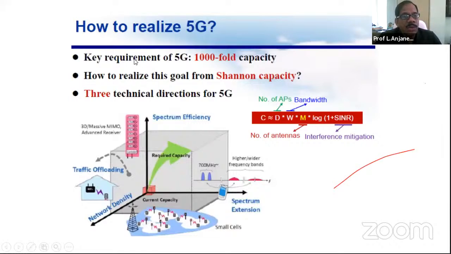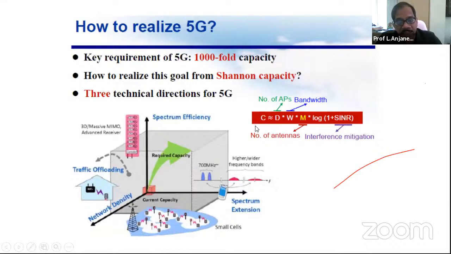Therefore, a key requirement for 5G is a 1,000-fold capacity, and now we know that there is something called Shannon's capacity. Those who are familiar with the communication background will know Shannon gives the ultimate limit of how much data rate we can achieve in a given channel, depending on the signal to noise ratio and the bandwidth. That's Shannon's capacity, and we have to look in a different direction here.